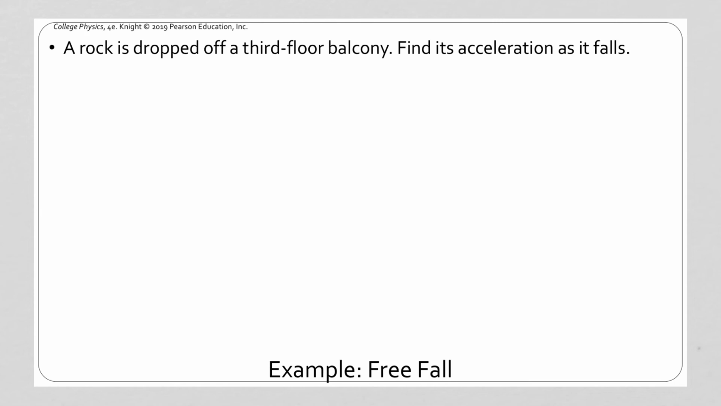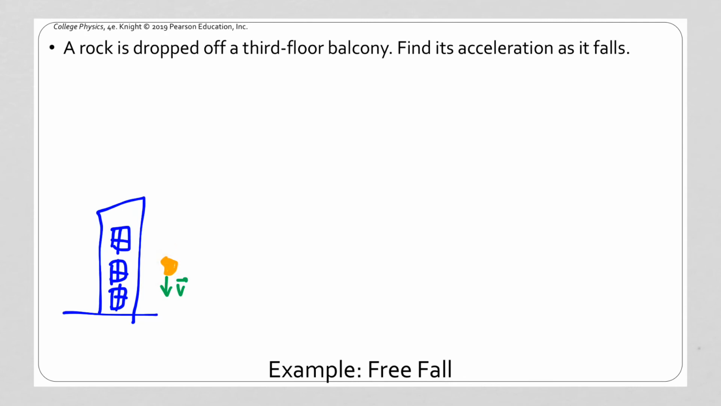And finally, a quick example here. We have a rock that has dropped off a third floor balcony, and we want to find its acceleration as it falls. So the first thing we'll do is draw a picture. Here's our rock, and it's falling downward. If we want to find its acceleration, we find acceleration by looking at Newton's laws, looking at what forces are acting on the object and what its acceleration will be as a response to those forces. So we will follow those steps.